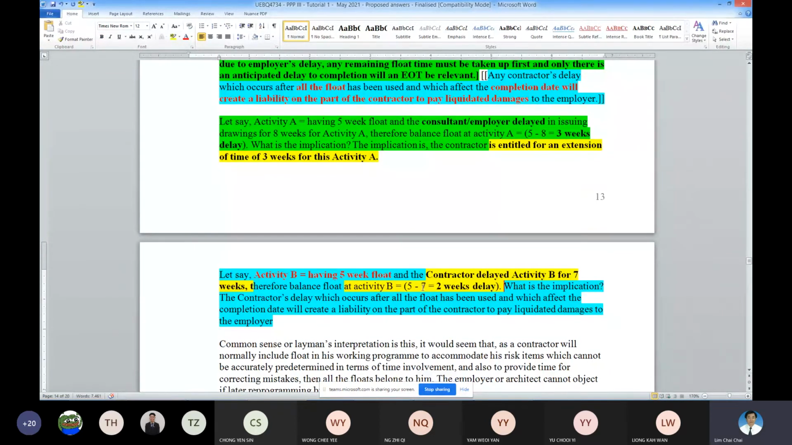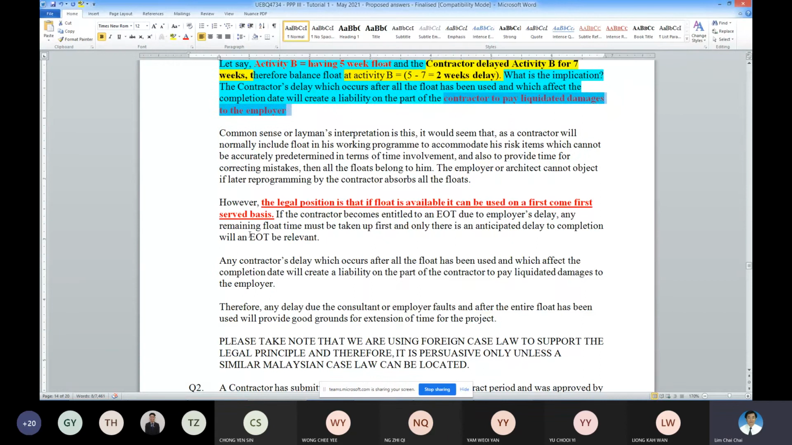So what does it mean? Because the contractor is the one who created this problem, the contractor has to pay the liquidated damages to the employer. This one is tied back to your second so-called reasoning. Any contractor delay, when all the float is used up, then the contractor is responsible to pay the liquidated damages to the employer. So this is how you understand this delay principle. Now what will be your conclusion of all this understanding? This is your conclusion part.